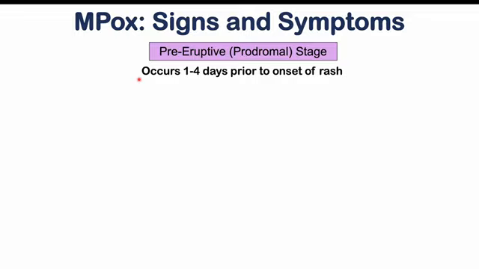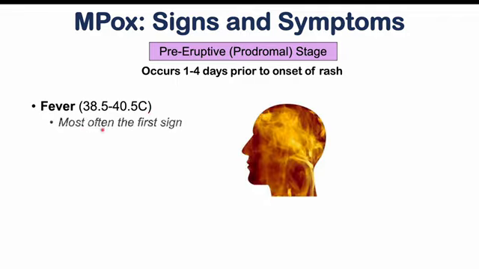So when we think about Mpox virus infections, we're thinking about the rash, but there's actually going to be this prodromal stage that occurs before the rash. So 1 to 4 days prior to onset of the rash, we're going to have these symptoms. These include a fever. The fever can be 38.5 to 40.5 degrees Celsius, so it can be a relatively high fever. This is actually going to be most often the first sign of infection.